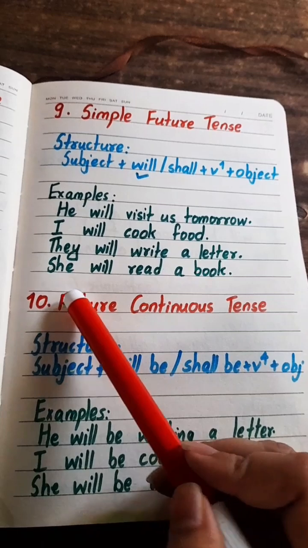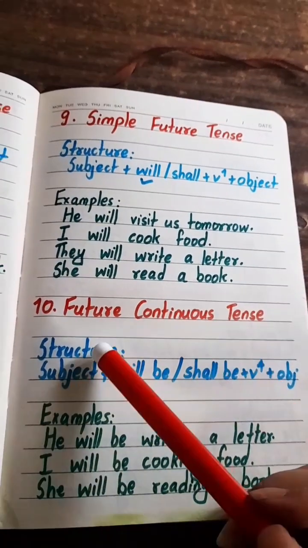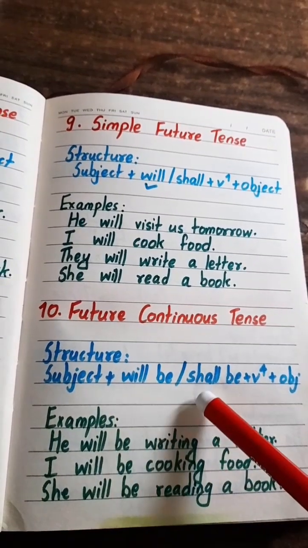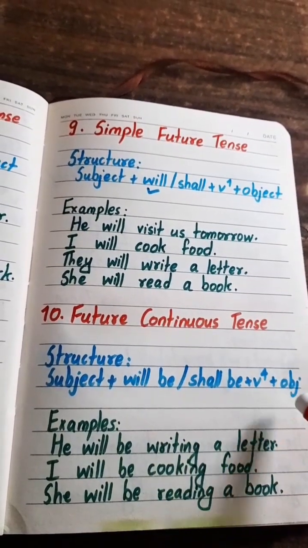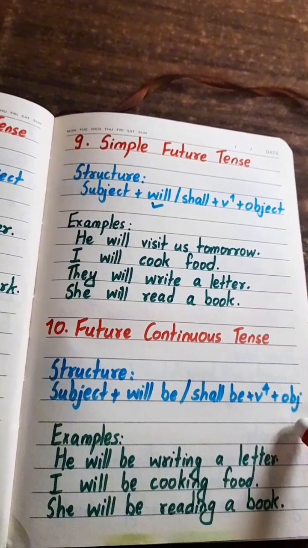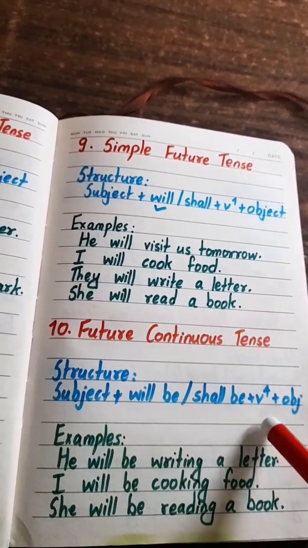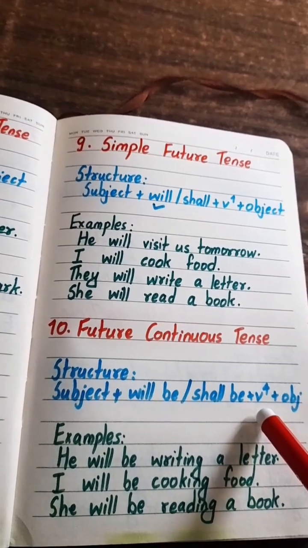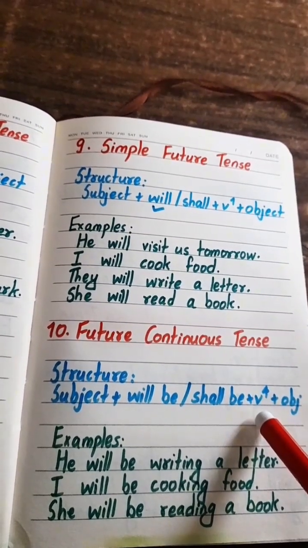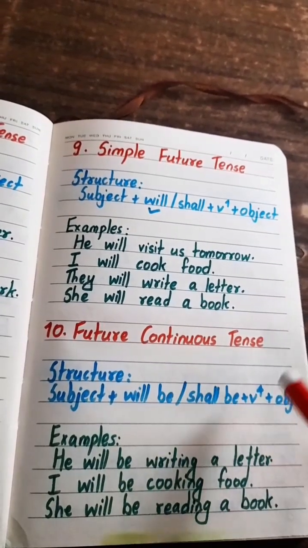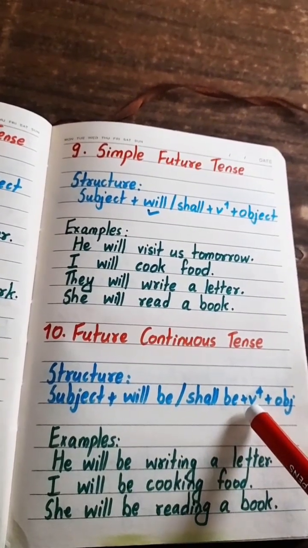Now we have future continuous tense. Structure: subject plus will be or shall be plus verb 4 plus object. As I have mentioned earlier, whenever there is the word continuous, we have to use verb 4. So you will find it easier to remember the structure. Whenever the word continuous comes, we have to remember verb 4.